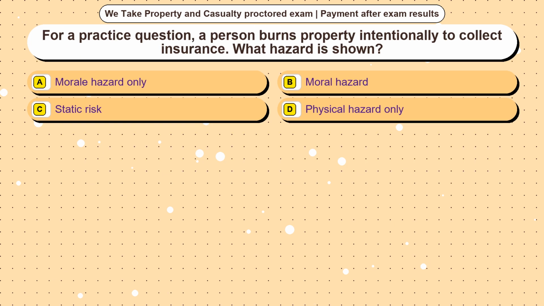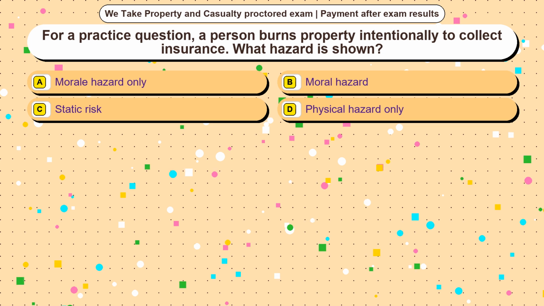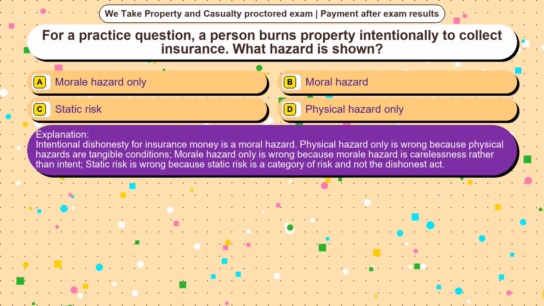Question 15. For a practice question, a person burns property intentionally to collect insurance. What hazard is shown? Option A, morale hazard only. Option B, moral hazard. Option C, static risk. Option D, a physical hazard only. The correct answer is option. Intentional dishonesty for insurance money is a moral hazard.